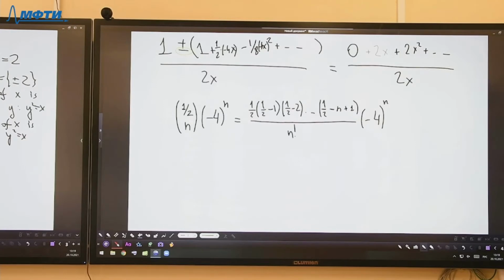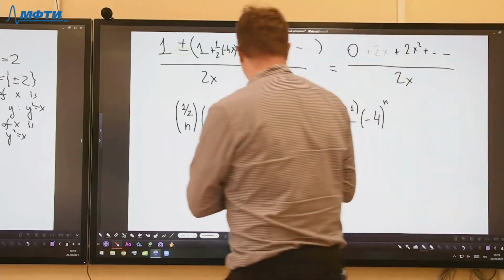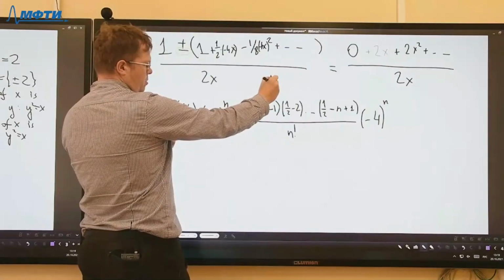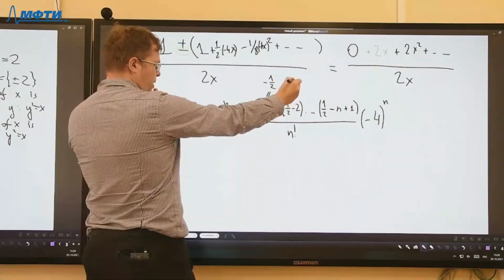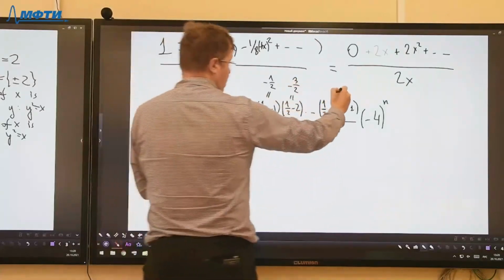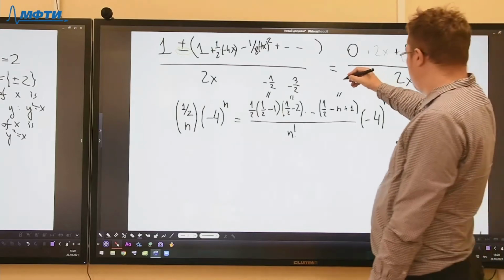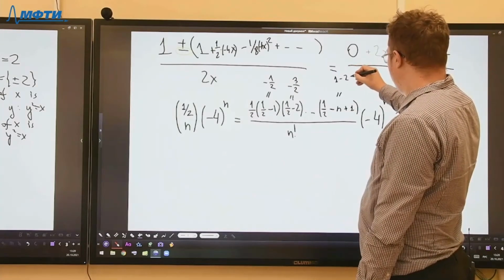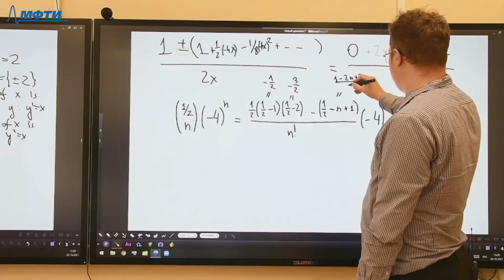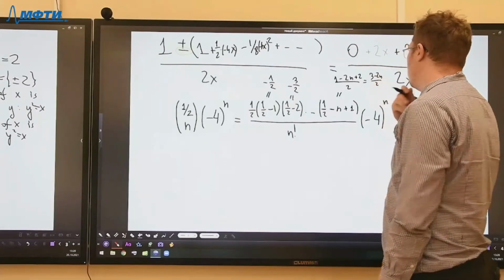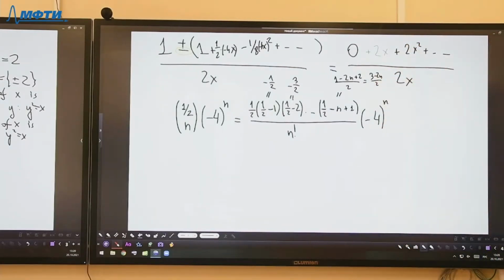So if I try to calculate what happens inside the brackets, in the first bracket we'll have minus 1 over 2. The second bracket will be minus 3 over 2. And the last bracket will be 1 minus 2n plus 2 over 2. So here we'll have 3 minus 2n over 2. Yes?